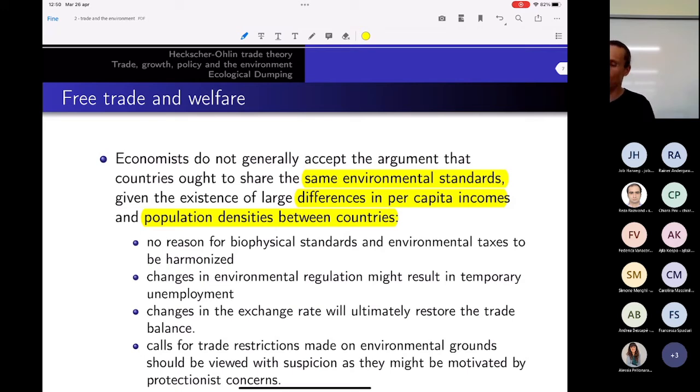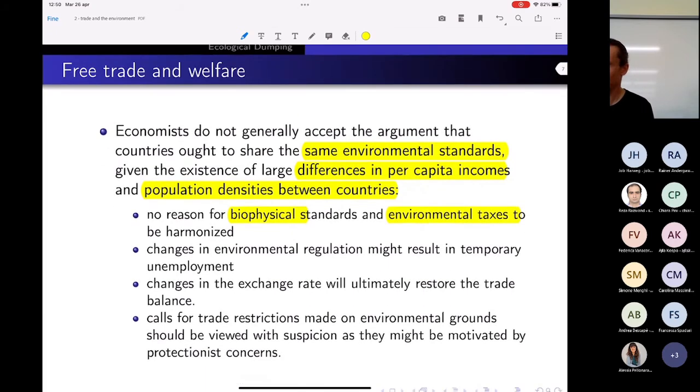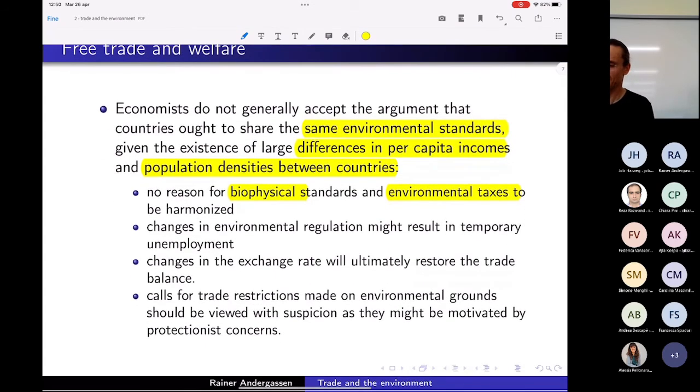So therefore you would not want to standardize environmental taxes and so on and so forth. Okay. So what you would like to do is perhaps do it for similar countries. And I'm going to discuss this at greater length in a minute.